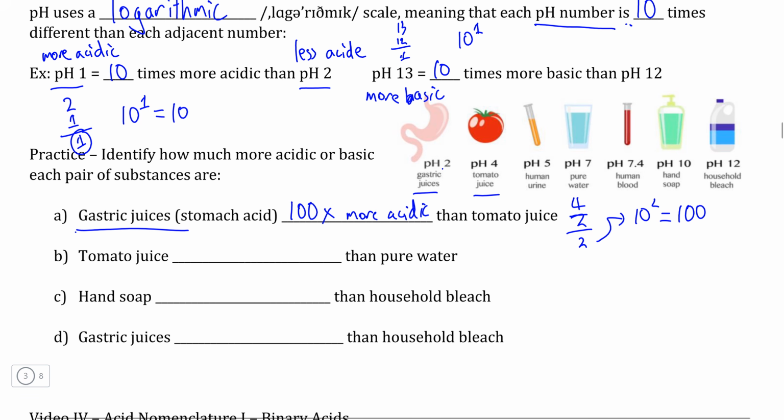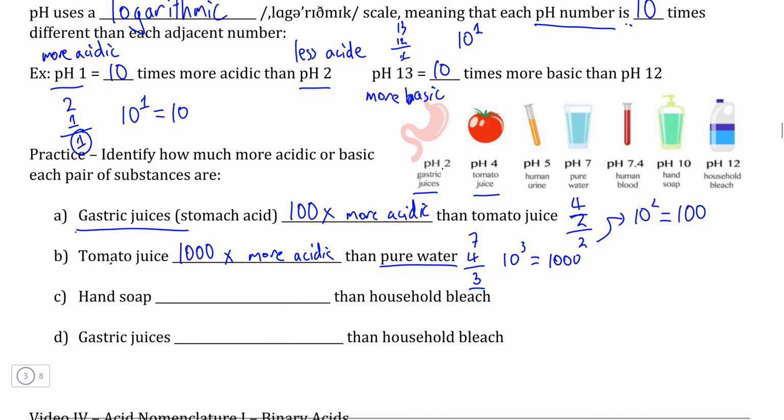Then if we compare tomato juice to water, water we know is our neutral pH of 7, and tomato juice has a pH of 4, so 7 minus 4 is 3. That's a difference of 3 pH levels between tomato juice and water, and 10 to the exponent 3 is 1,000. So this tells us that tomato juice is 1,000 times more acidic than water because its difference is that of 3 levels of pH.